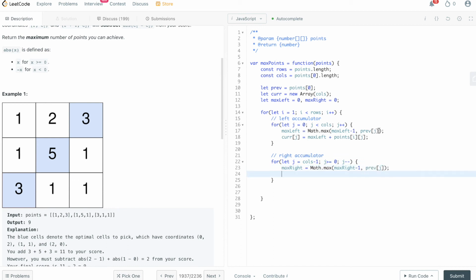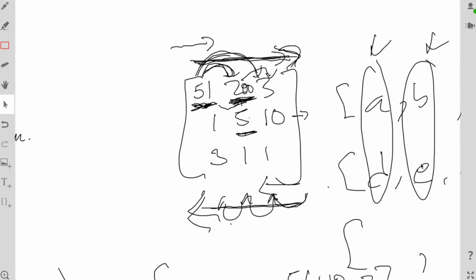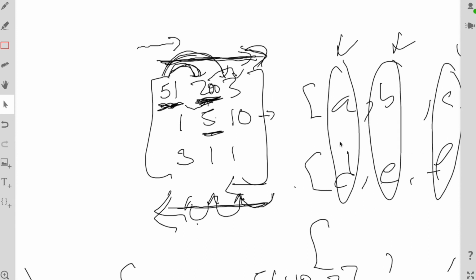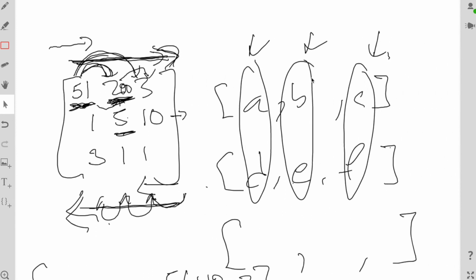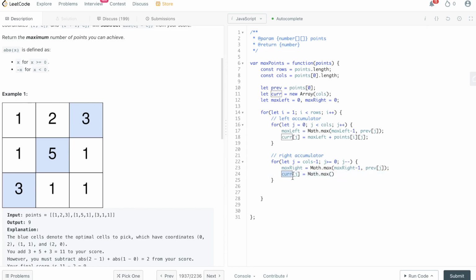Just like it was up here. So what this means then is we have cur j is equal to, and then here we have our finding the maximum, right? We're going to cheat a little bit. We're going to find the max of the two based on what is currently stored at cur j. So we're going to do cur j, which came from our left accumulator, or we're going to take a look at what's going on the right-hand accumulator side, which is simply max right plus points ij.